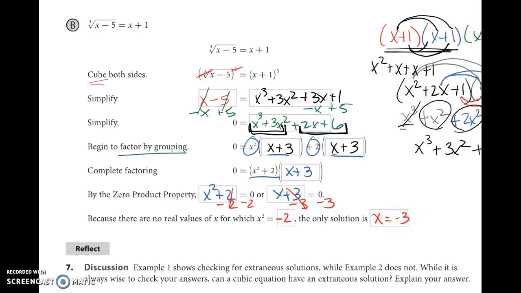So remember that there's no number you can square that will give you a negative number. So this one right here does not work, and so our only solution is this one that does work. Okay, and just a quick recap of how we did this.